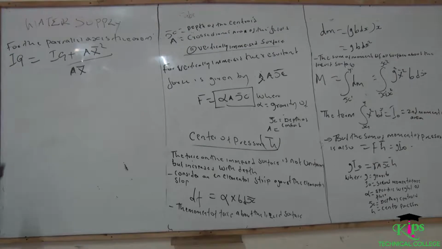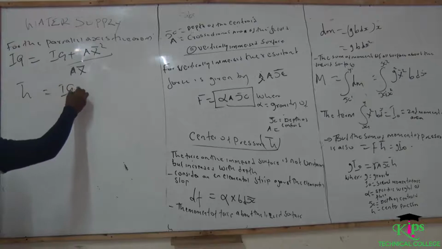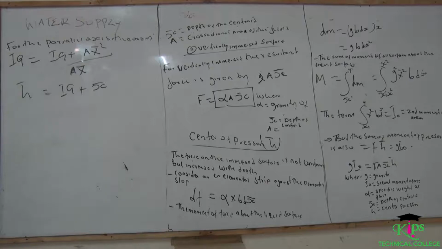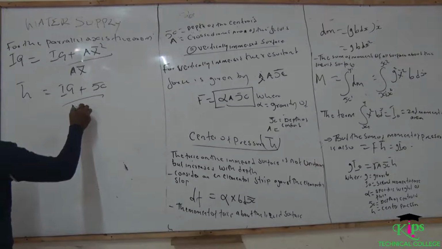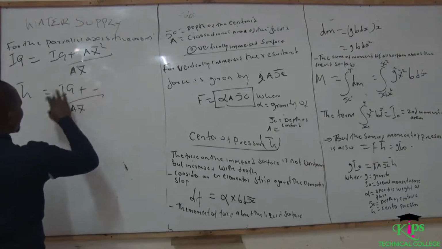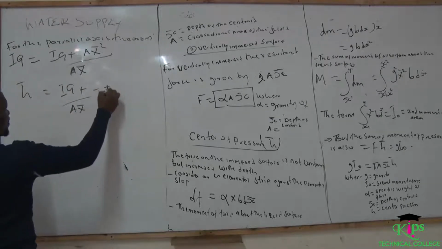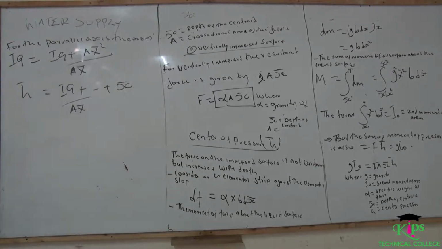For that scenario, we get that the center of pressure, H bar, will be given as the moment of inertia against the center of gravity divided by the area times the depth of the centroid, plus the depth of the centroid.